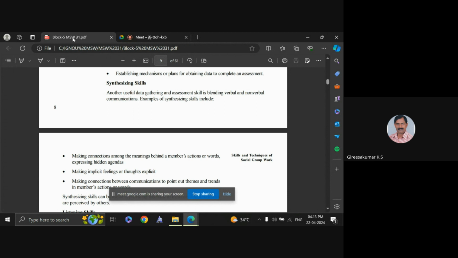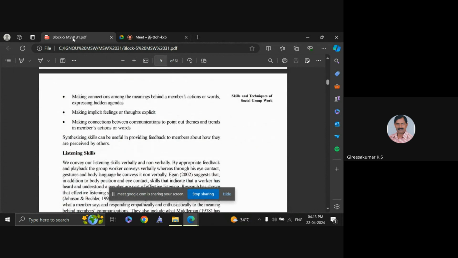Then he has to collect all these and synthesize. Synthesize means making connections among meanings behind numbers, actions, and making implicit feelings of other thoughts. He has to get the feedback also, feedback giving time.